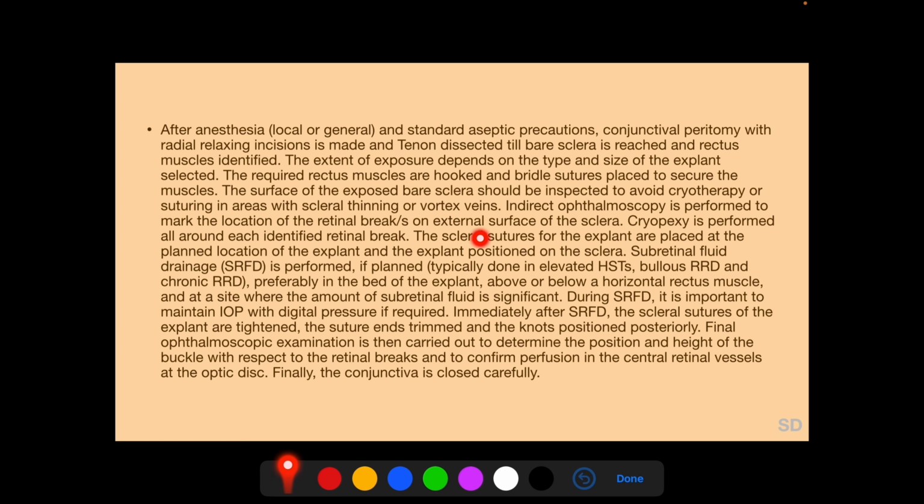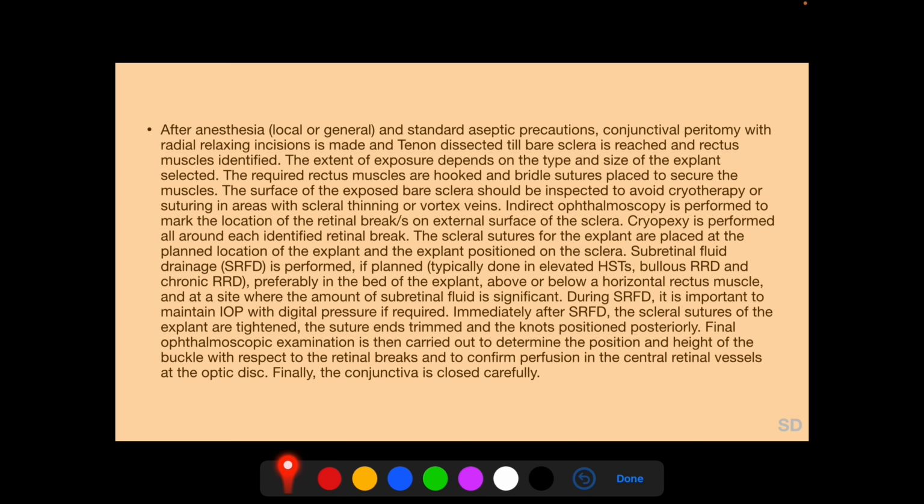The scleral sutures for the explant are placed at the planned location of the explant and the explant position on the sclera. Subretinal fluid drainage is performed if planned, preferably in the bed of the explant, above or below a horizontal rectus muscle and at a site where the amount of subretinal fluid is significant. During SRFD, it is important to maintain IOP with digital pressure if required. Immediately after SRFD, the scleral sutures of the explant are tightened, the suture ends trimmed, and the knots positioned posteriorly.